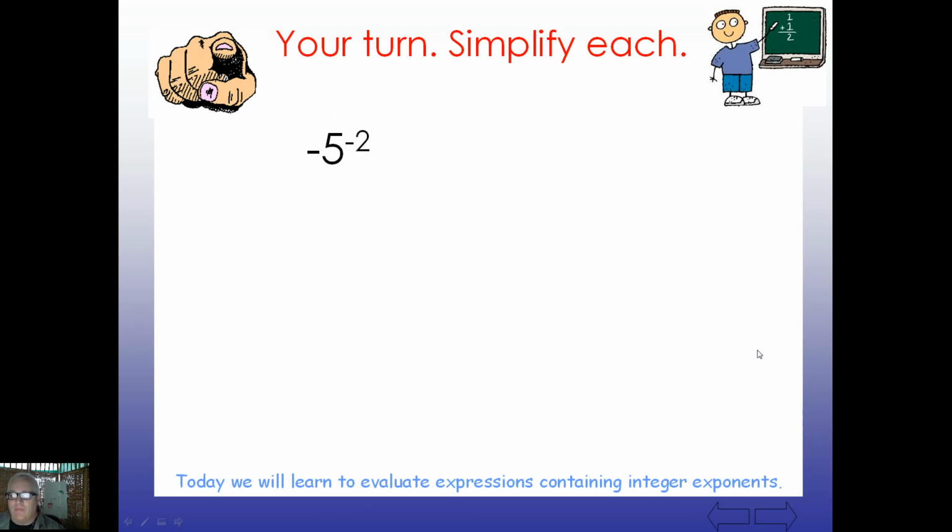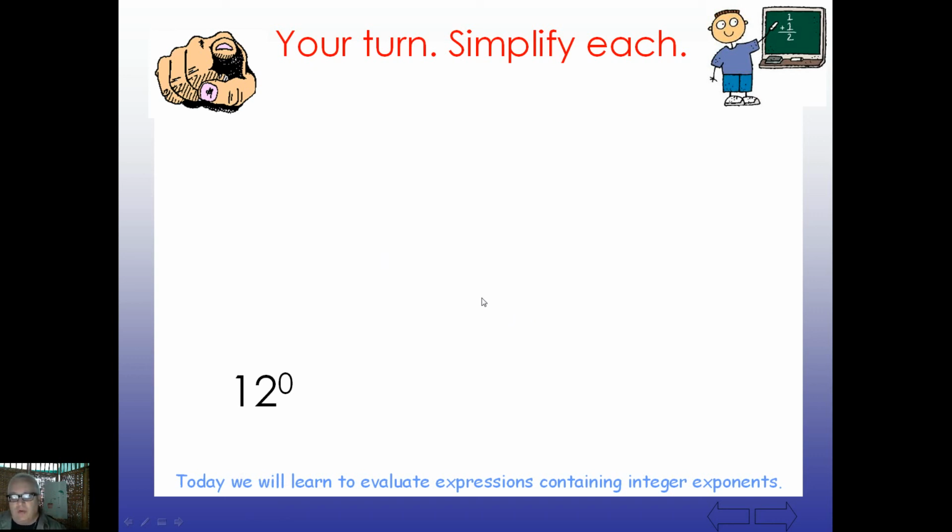How about this one? A little bit trickier here. Negative 5 to the negative 2. I don't see any parentheses here, so I'm going to just take it one step at a time. What's 5 squared? Well, that's 25. And now, because of the negative sign out front, it changes the answer to negative 25. And because of the negative exponent, you end up with a reciprocal, so it's 1 over negative 25.